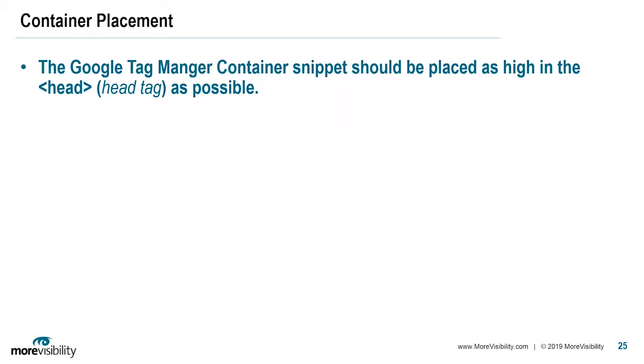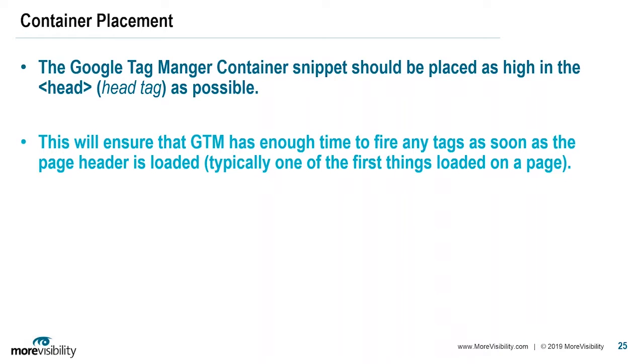Container placement. The Google Tag Manager container snippet that you're provided within the GTM interface should be placed as high in the head tag as possible. The reason for this is that it will ensure that Google Tag Manager has enough time to fire any tags as soon as the page header is loaded. The page header is typically the first thing that's loaded on any page.